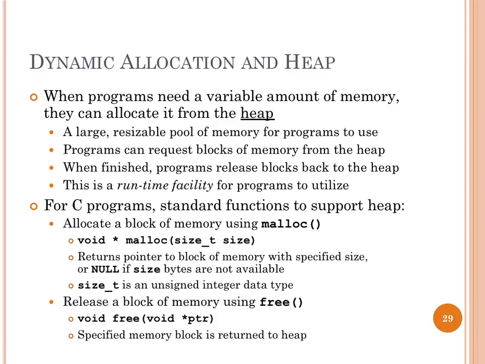If we want to release a block back to the pool, then we pass the pointer to the start of that block back through free. And so then the memory heap will be updated to record that that chunk of memory is, again, available for use. Okay? Everybody got that?